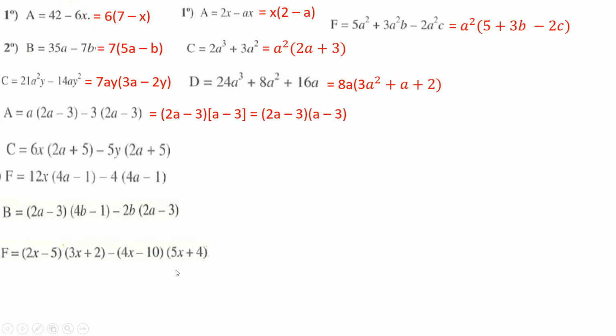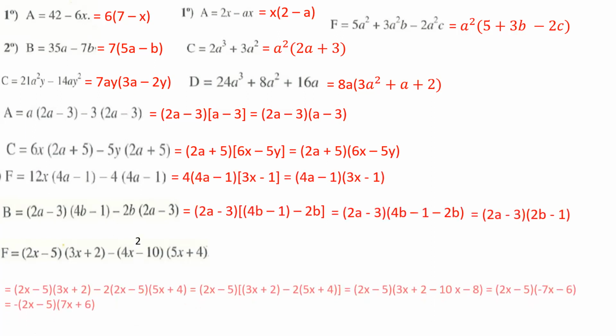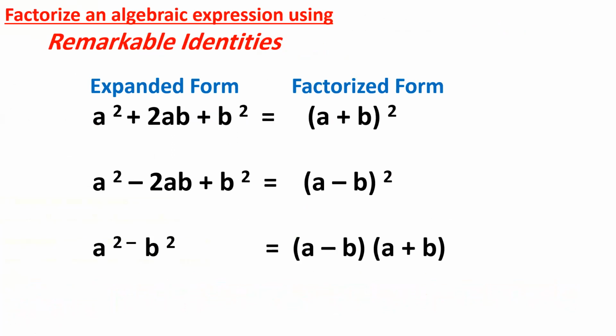Also here you have 4 examples. You can solve these examples to get the answer. Also here, we are talking about factorization. The second form of factorization is to factorize using an algebraic expression or remarkable identities.